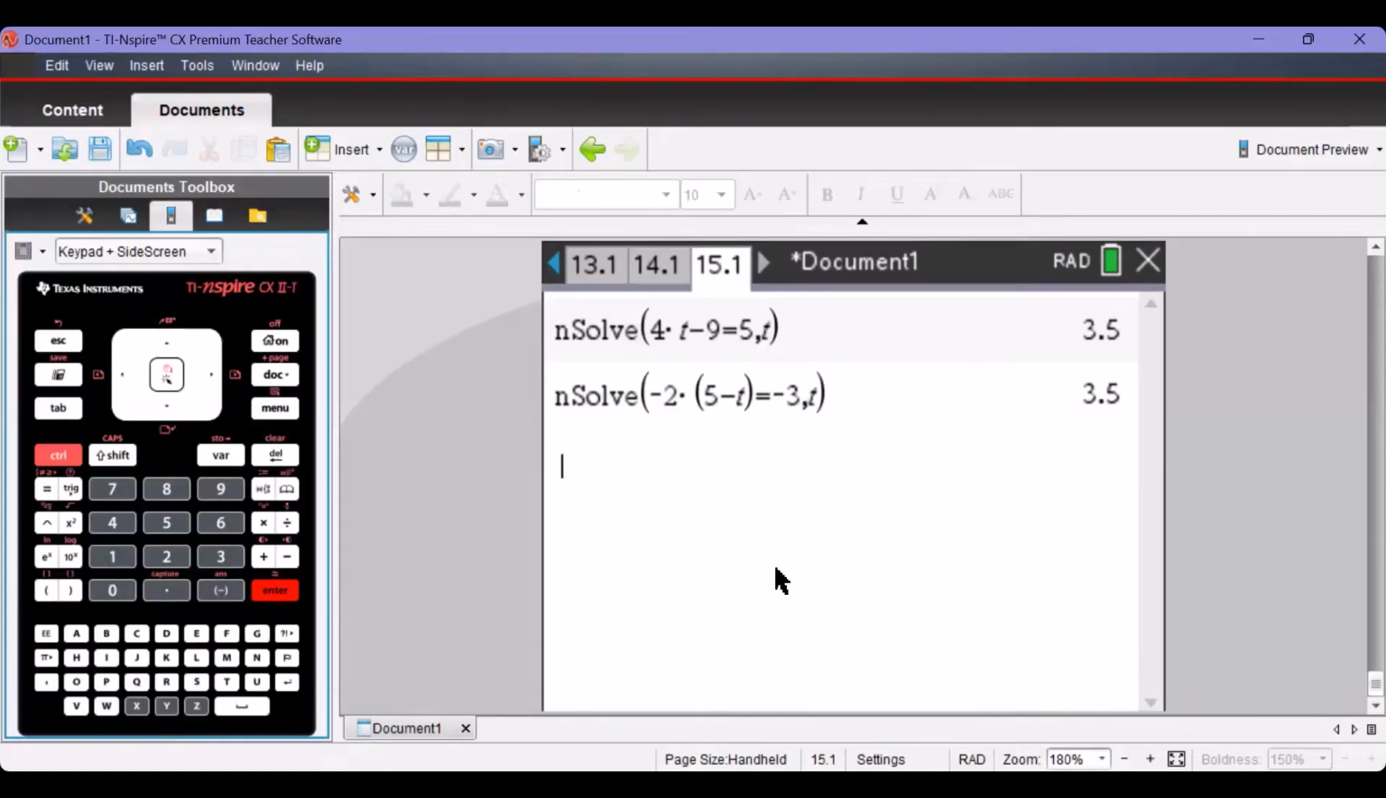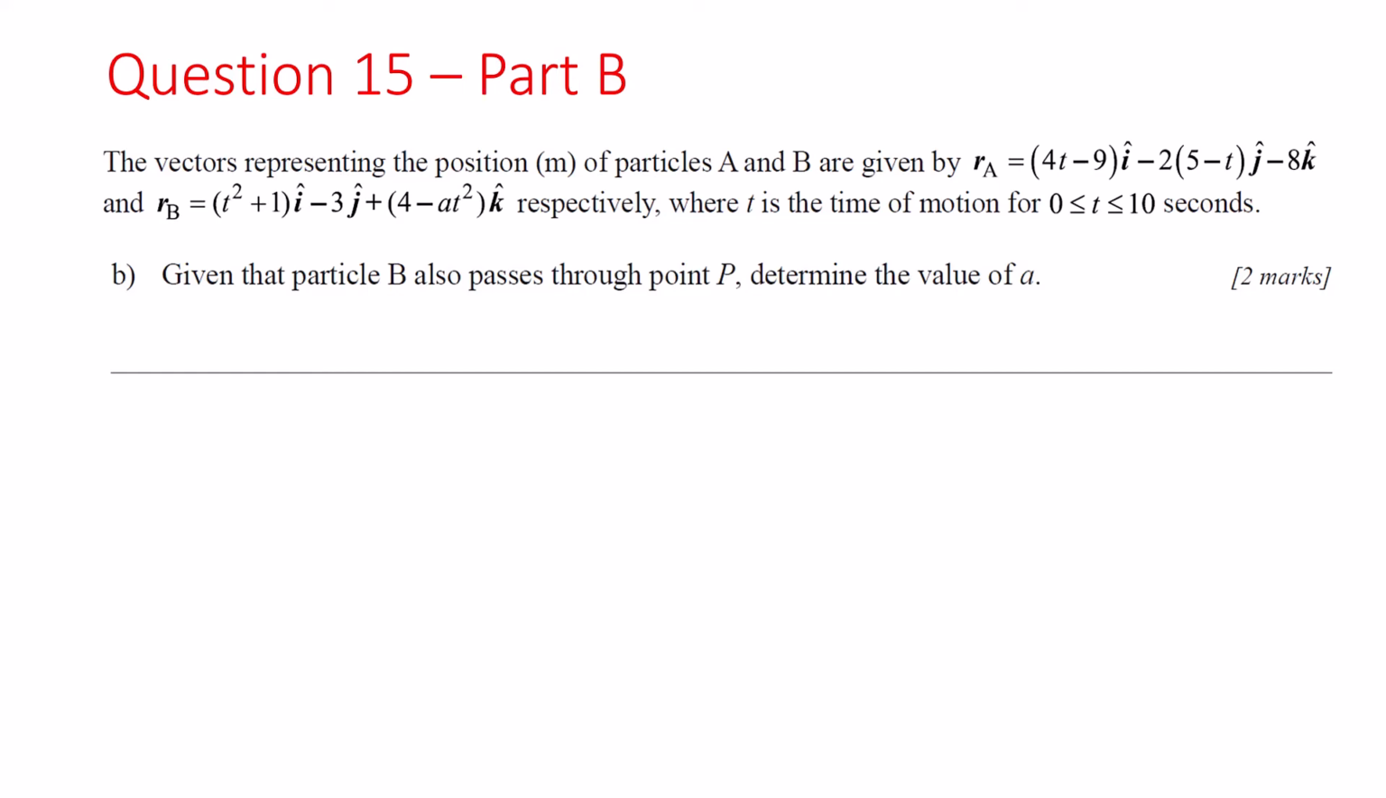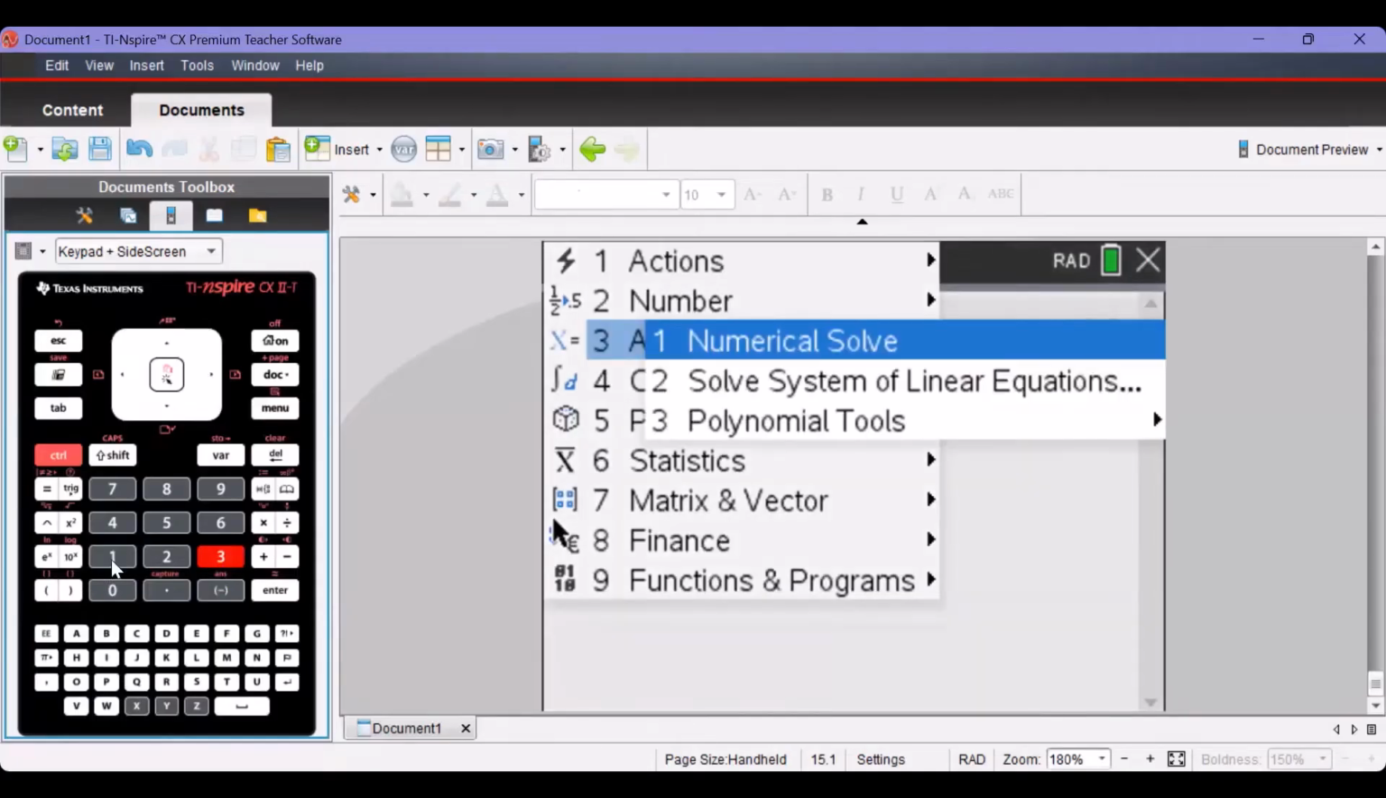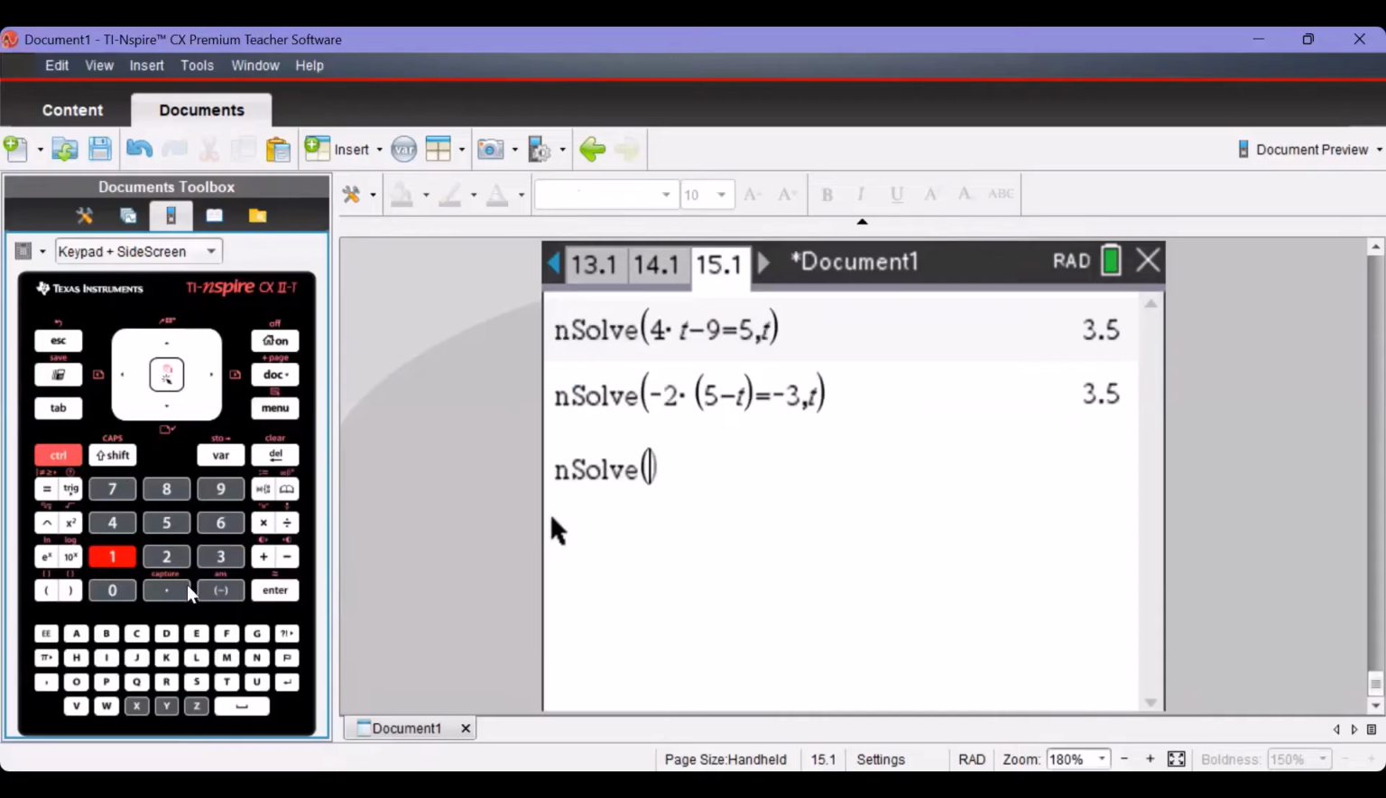Okay. In part B, given that particle B also passes through point P, determine the value of A. So in this instance, we press menu, 3 for algebra, 1 or enter for numerical solve. And this time, what we'll do is we'll equate the i component of vector RB. So that's t squared plus 1, like so. And we'll set that equal to 5. And we will solve for t.